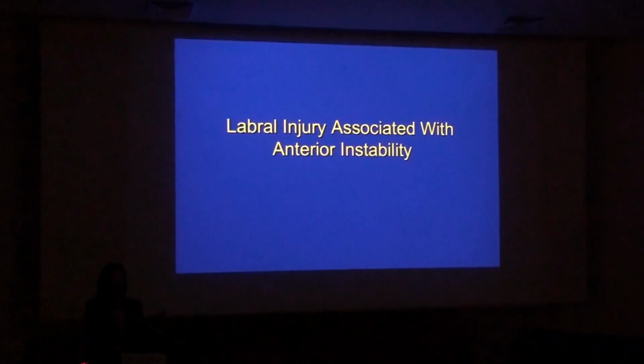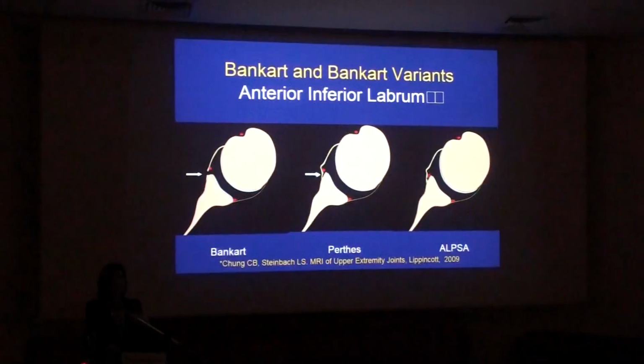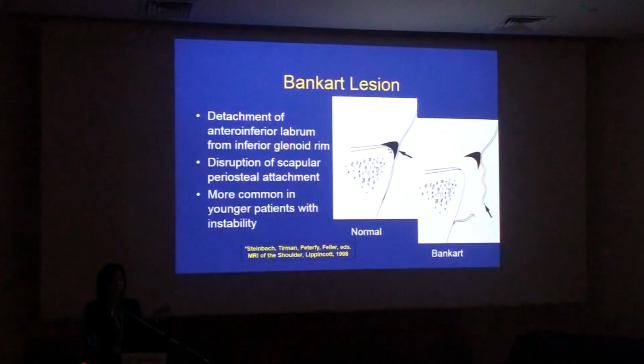So now let's look at those labral injuries associated with anterior instability. We have a little diagram here. I hope you can see pretty well up there. But we'll go over this in detail, that you can have an avulsed labrum, just a labrum, with the scapular periosteum no longer attached to the glenoid. That's a Bankart. The Perthes is when it's still attached to the glenoid and sitting on top of the glenoid. And then the ALPSA is when your labrum balls up medially to the glenoid, but still attached to scapular periosteum.